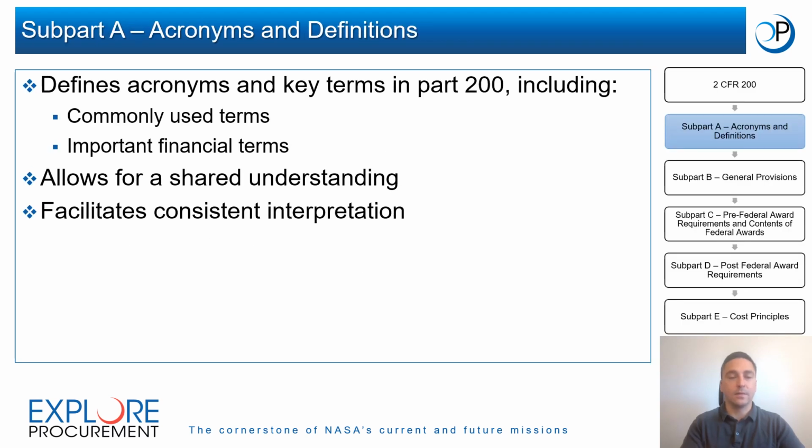As its title states, Subpart A spells out acronyms and defines key terms that are used throughout the regulation. For example, it defines commonly used terms such as grant agreement and recipient, as well as key financial terms such as acquisition cost and indirect costs. These definitions provide federal agencies and award recipients with a shared understanding of terms and concepts and facilitate consistent interpretation of the regulation.